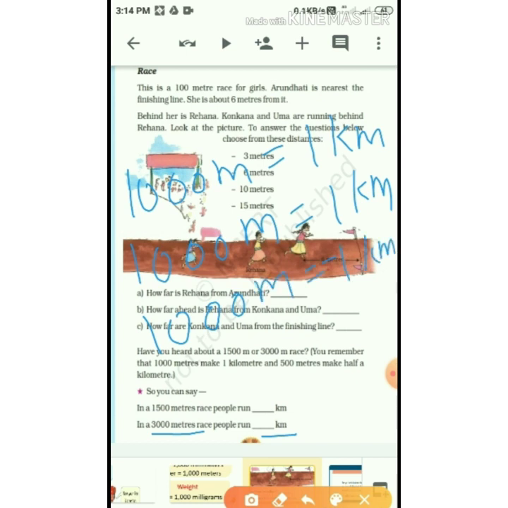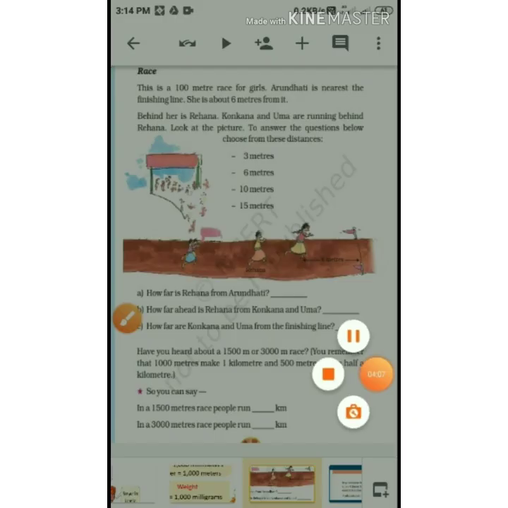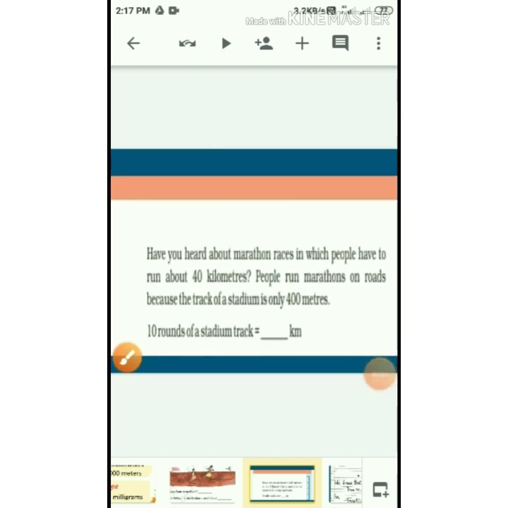Now we will add them all. So here we'll get 3000 meters is equal to 3 kilometers. So the answer is 3 kilometers. Understood, class? Now we will do our next question.